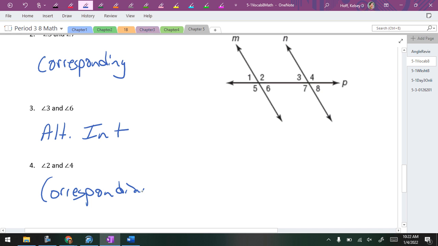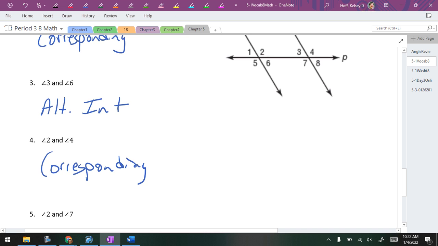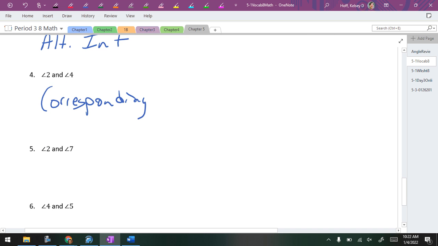Okay. 5 is 2 and 7. Who's got that one? Manny already answered. Somebody else. Jacob? Alternate interior, you said? Thoughts, guys? Yeah. Alternate interior. Nicely done.